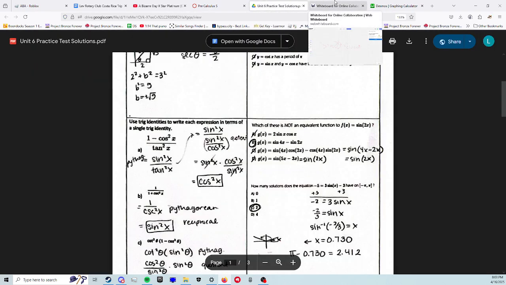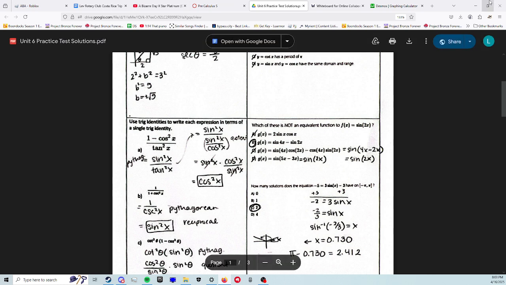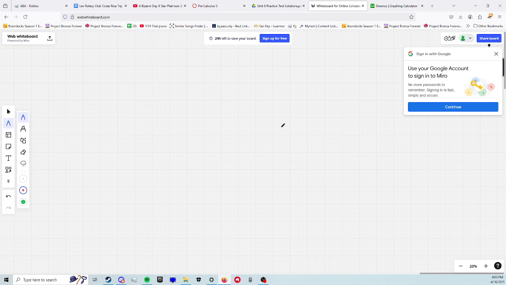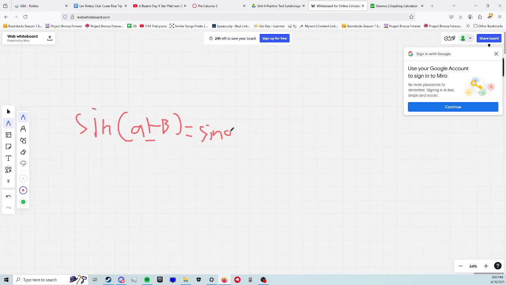Our next one is g of x equals sine 4x cosine 2x minus cosine 4x sine 2x. That's a handful, but if we look at the sum and difference identities, I'll write it out. The identity that we're going to look at is sine of a plus or minus b equals, and that weird Greek thing is just a b. You don't have to worry about that.